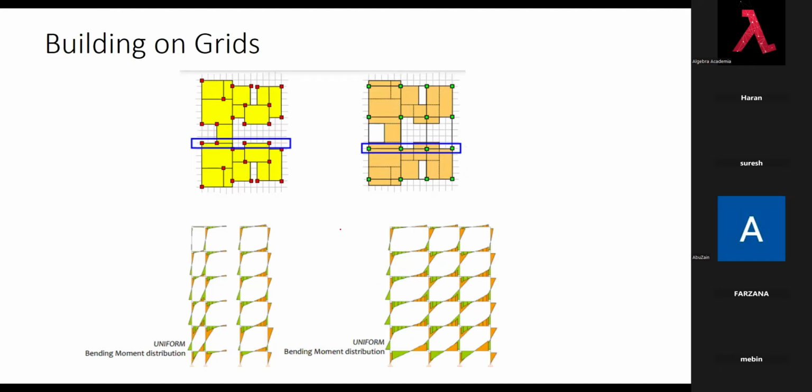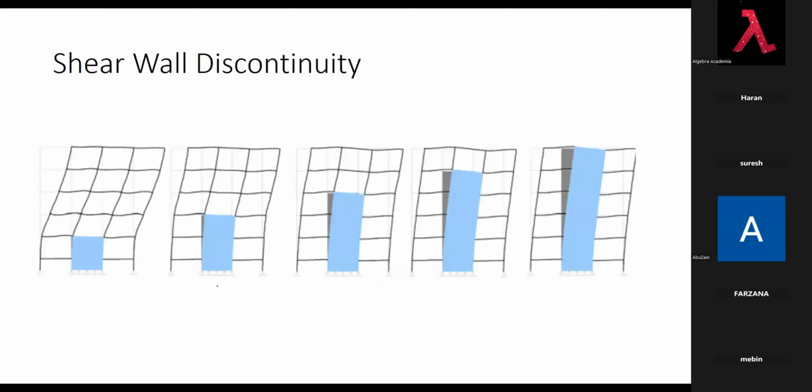Similarly on bending moment, here you can see the bending moments are almost the same in all the columns in the ground story. But here the bending moments are not the same. Here the bending moment is not the same. So this is also another problem.